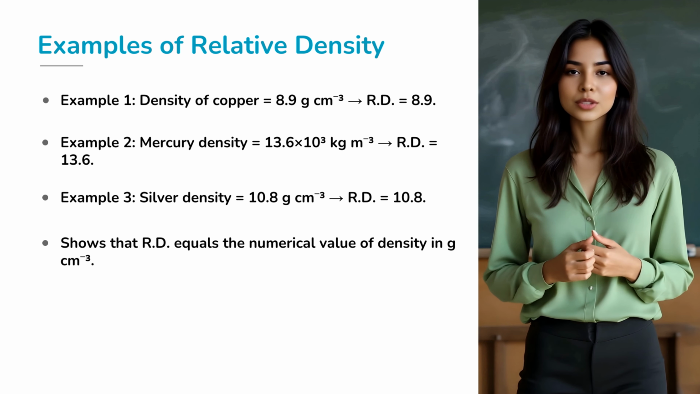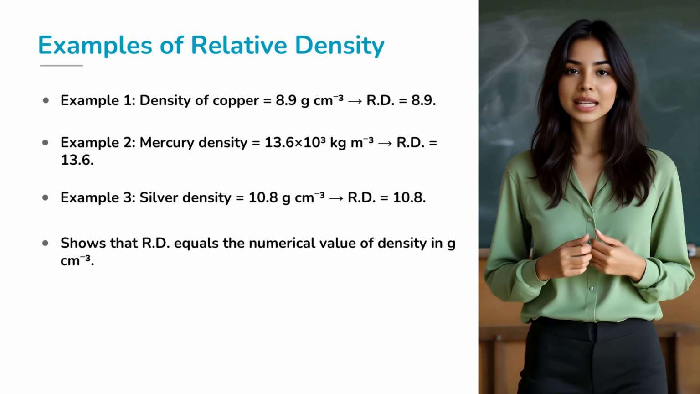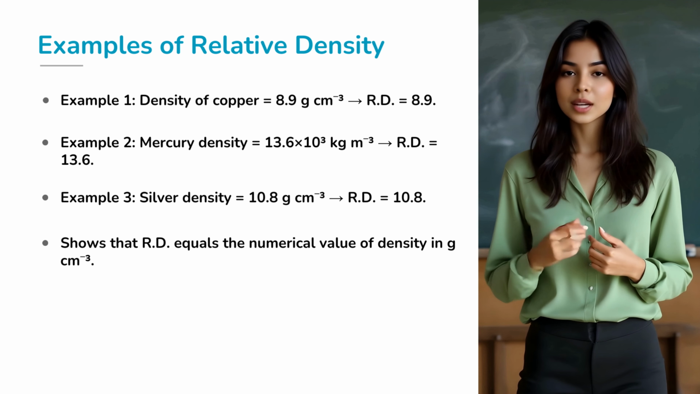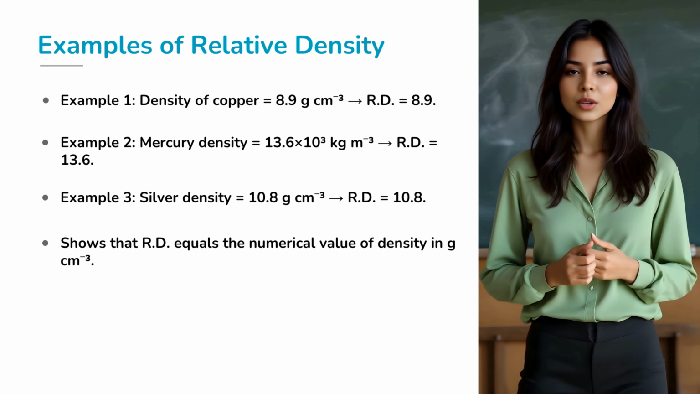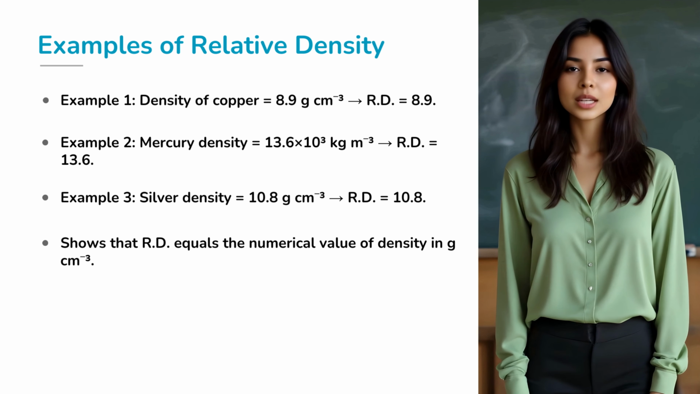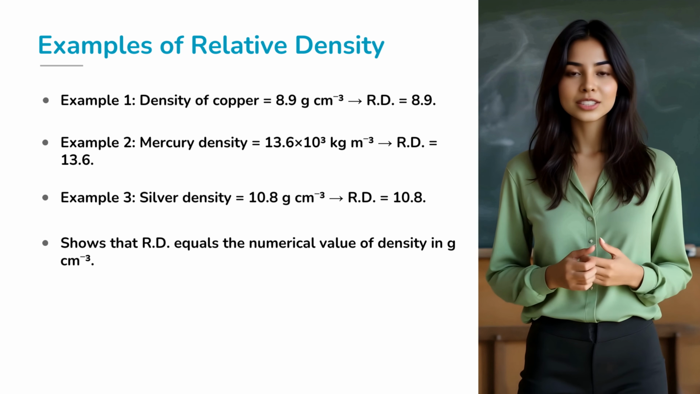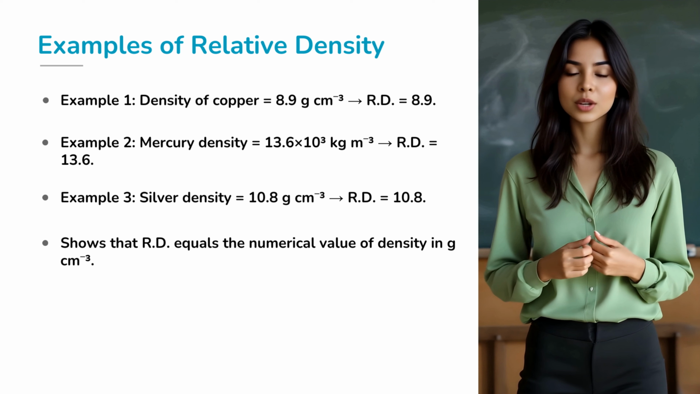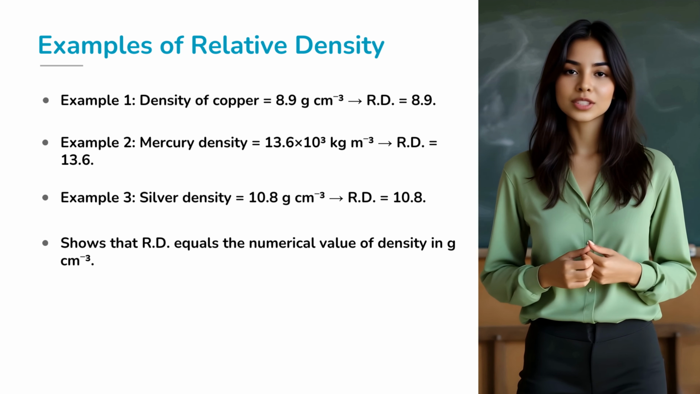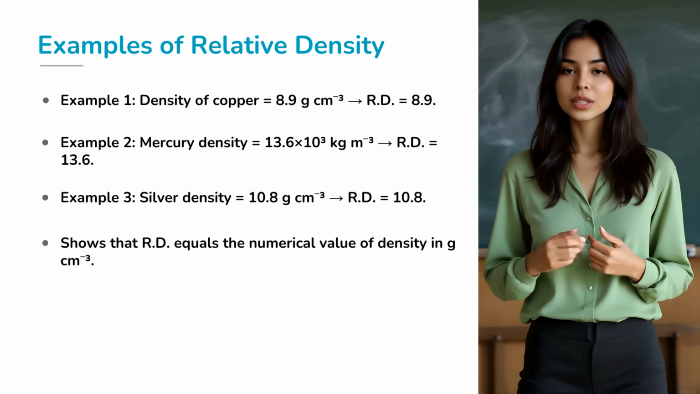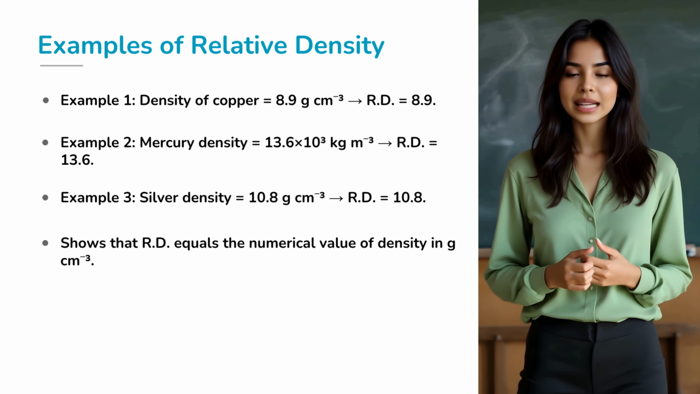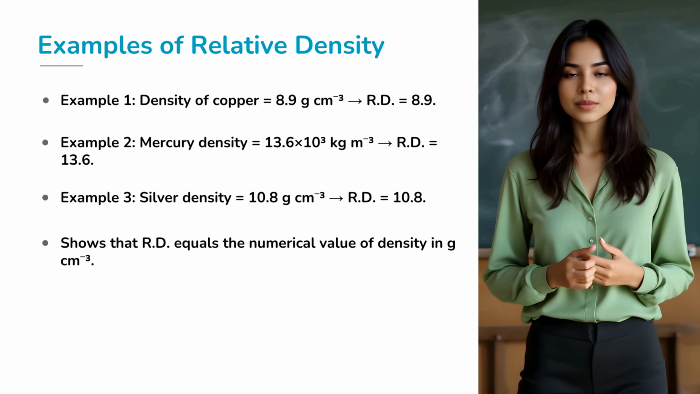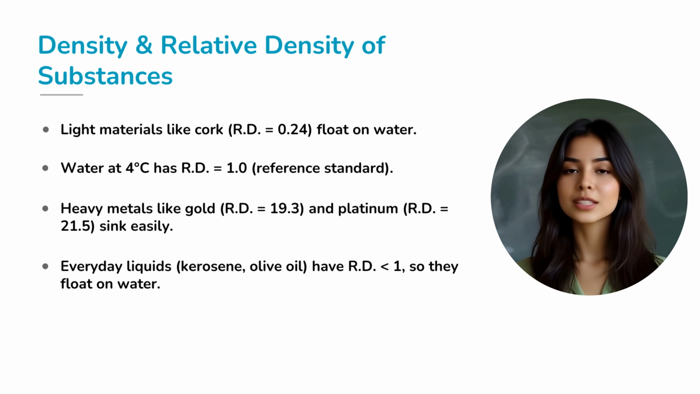Let's look at some examples. If the density of copper is 8.9 grams per cubic centimeter, its relative density is simply 8.9. If mercury has a density of 13.6 into 10 to the power 3 kilograms per cubic meter, its relative density is 13.6. Silver, with a density of 10.8 grams per cubic centimeter, has an RD of 10.8. So, you can see that in CGS units, the relative density is directly the same number as the density in grams per cubic centimeter.